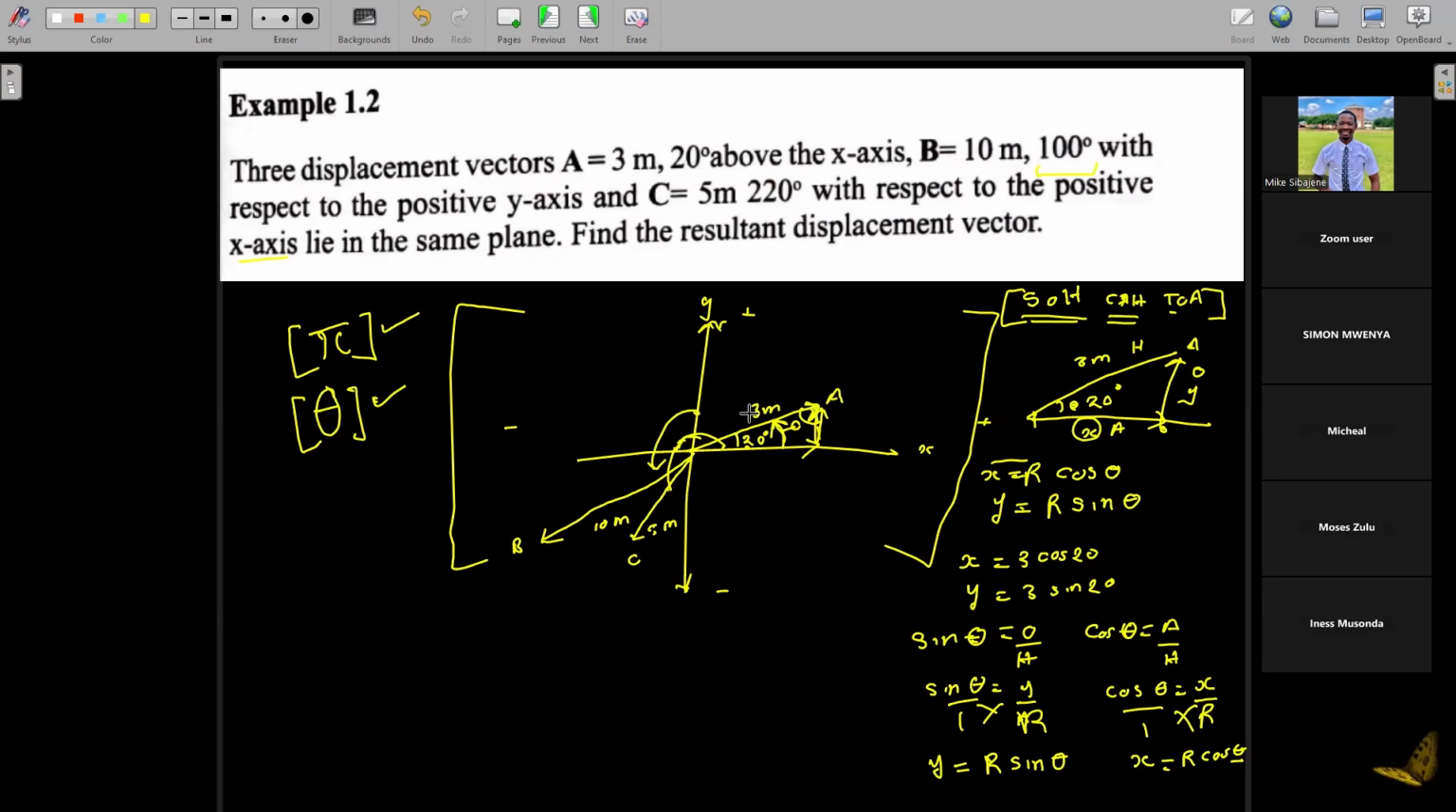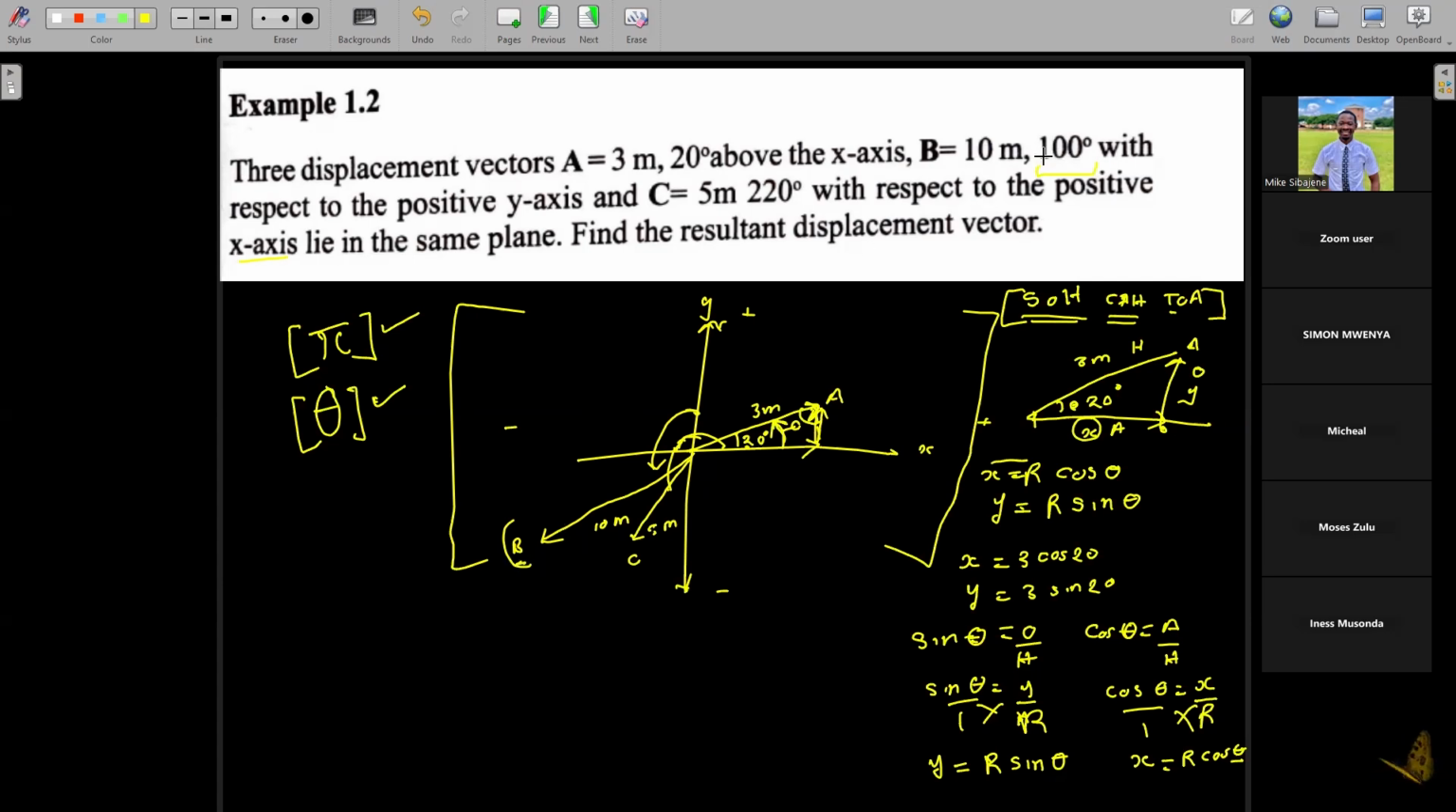Okay, so now let's go back to B. What are we going to do? We said B is 100 degrees from the positive x-axis. Now we don't want the entire angle here. We are now at B. We want to find the x component and the y component for B.